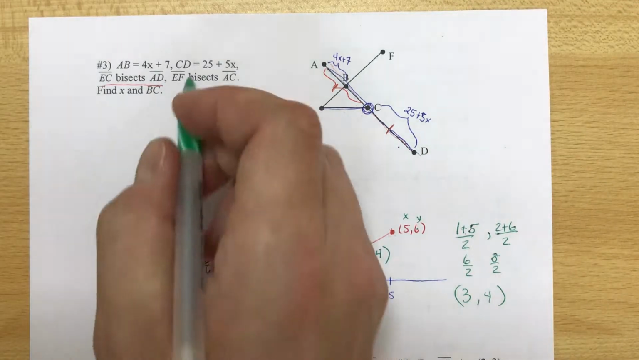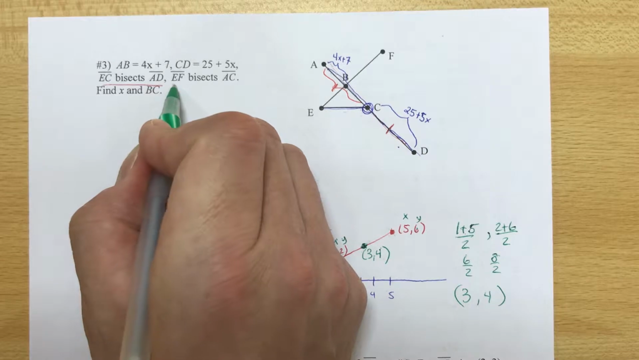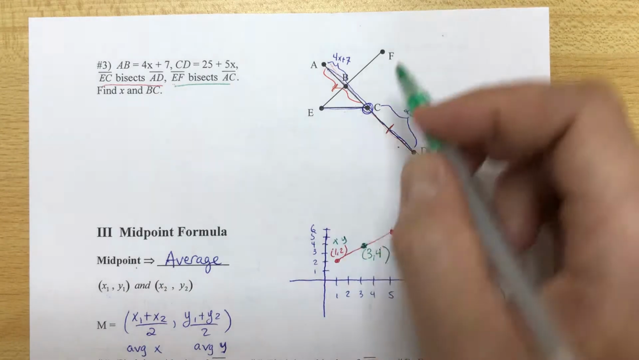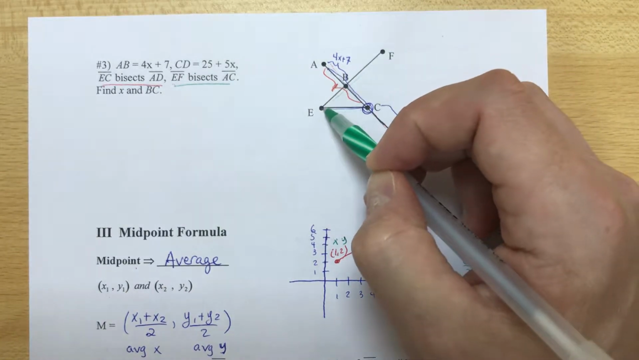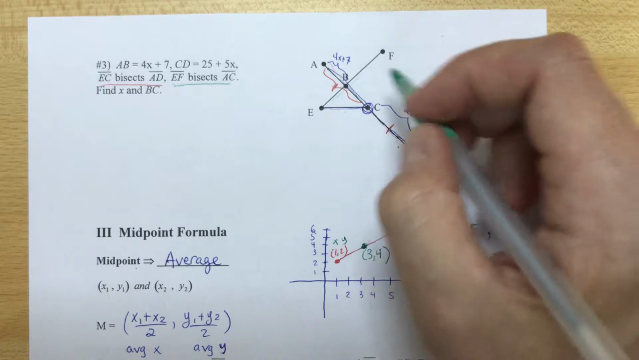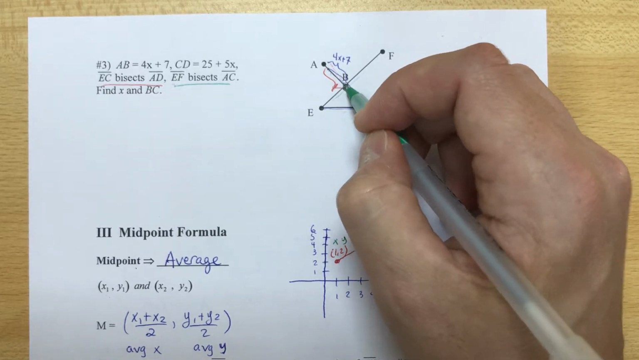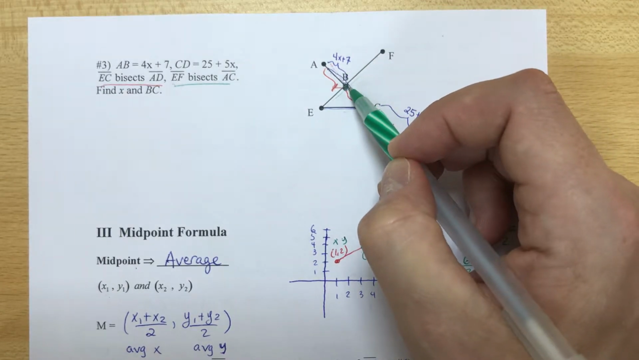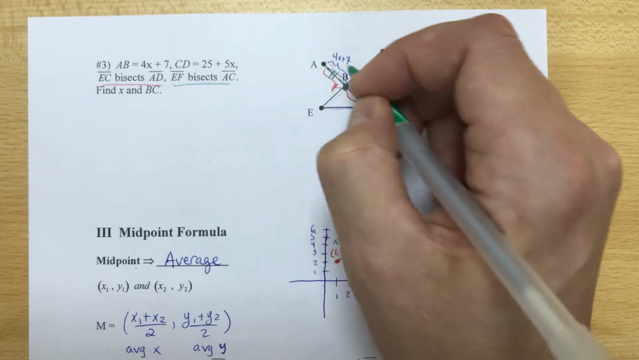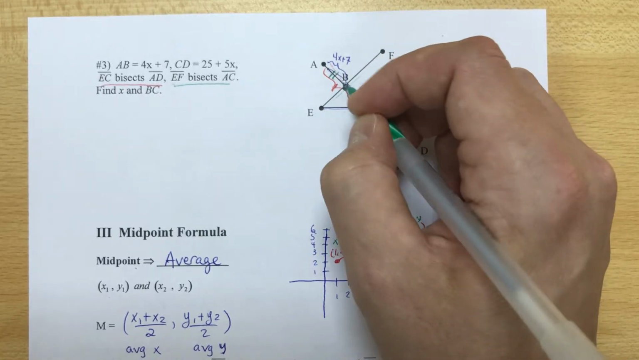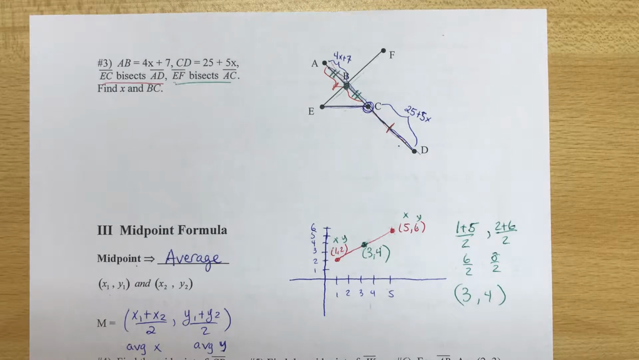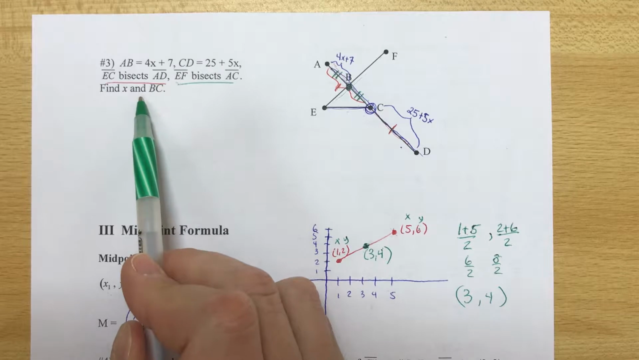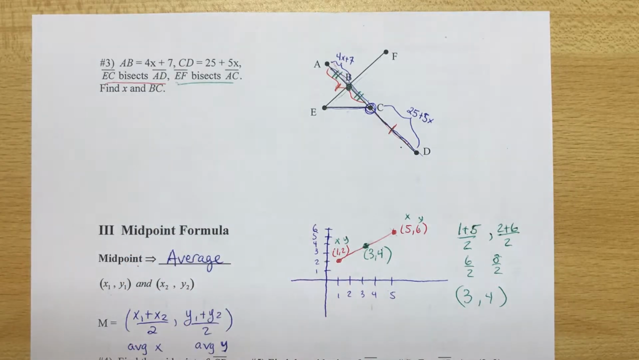Now they also tell us that segment EF bisects segment AC. So where's segment EF? That's here. That bisects AC. That would have to be at this point B, here. Because where does EF hit AC? It intersects here. So that means this smaller piece AB has to be congruent to BC. Bisect gives you a midpoint. Midpoint means congruence. Find x and the length of BC.